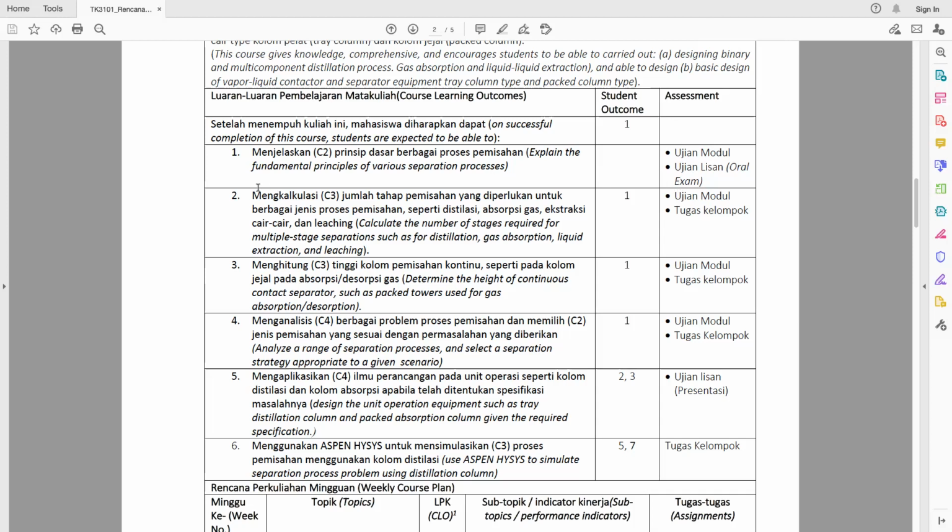And then you should be able to calculate the number of stages required for separation. So for example, distillation, gas absorption, liquid extraction and leaching. And then you should also be able to determine the height of a continuous packed tower for absorption. So in one of the chapters, we will talk about gas absorption, and in that gas absorption there are some calculations to determine the height.